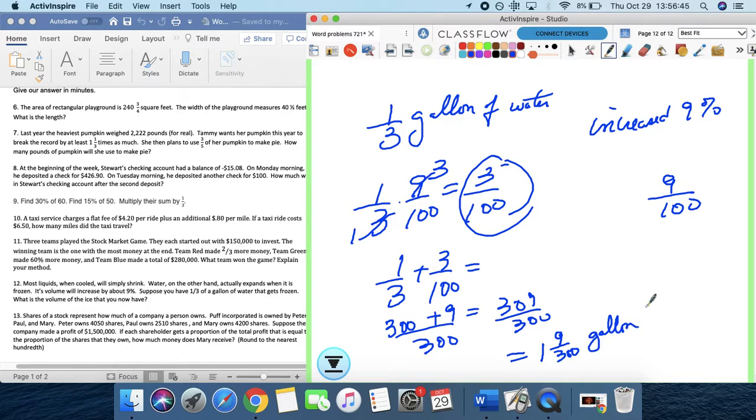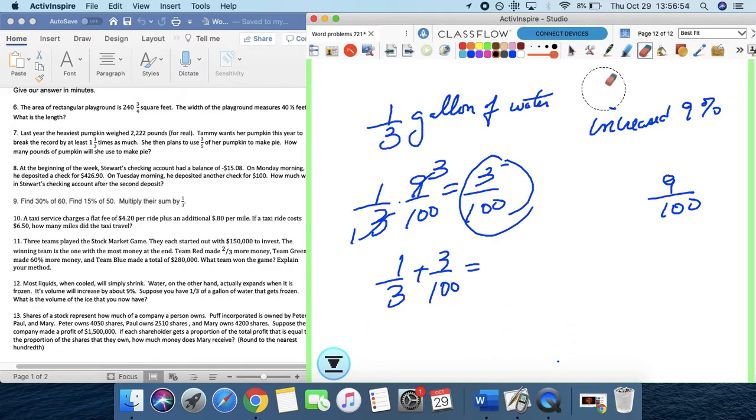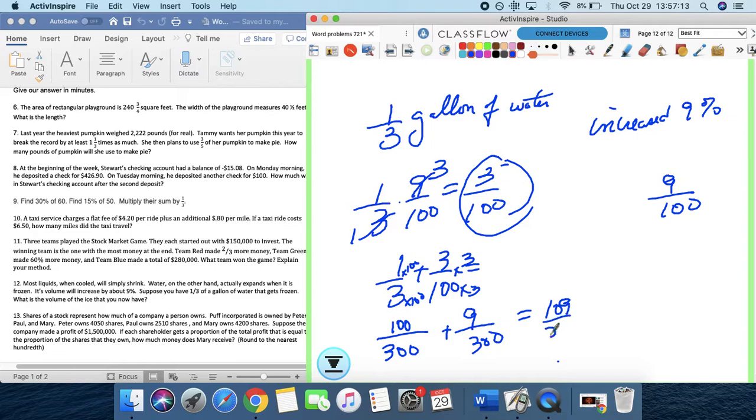Wait, I'm messing something up here. Something's wrong. Sorry. So the LCM is 300. So this was times 100, times 100, you get 100. And over here, this was times 3, this was times 3, so that becomes 9. I'm sorry, 109 3/300 of a gallon. So you can do it that way.